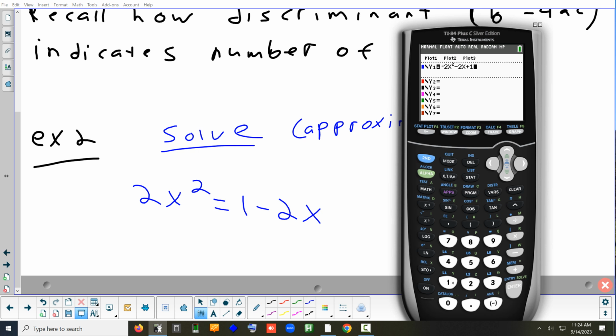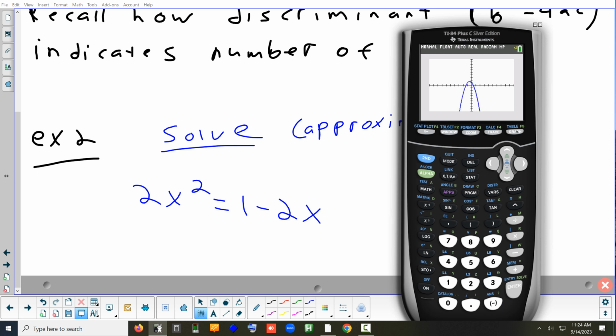I was thinking to move everything to the left side. I know that's more things you have to move, but then it keeps the squared term positive. I generally think that way just because of factoring. But that way works as well. Let's hit graph and see where we have.